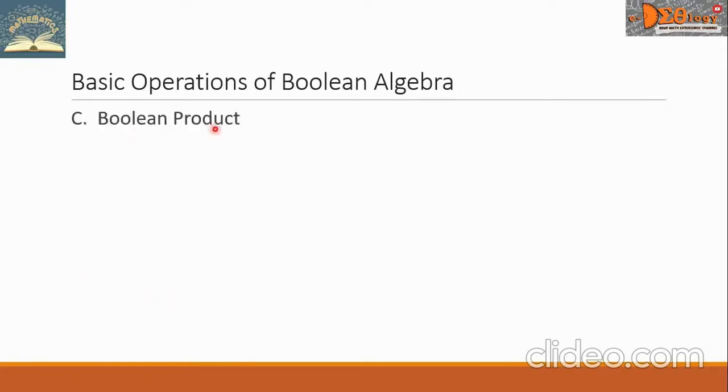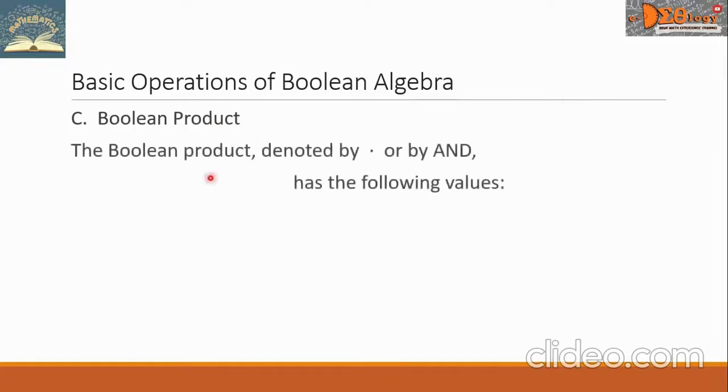Here is the Boolean product. The Boolean product, denoted by a dot or by AND operation, has the following values. 1 times 1 equals 1. 1 times 0 equals 0. 0 times 1 equals 0. 0 times 0 equals 0.